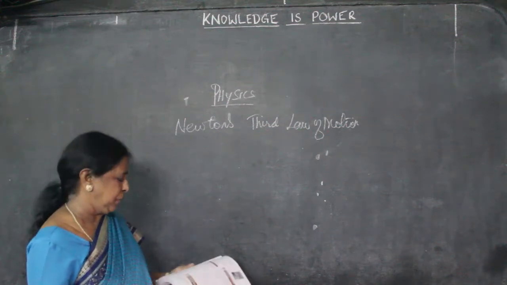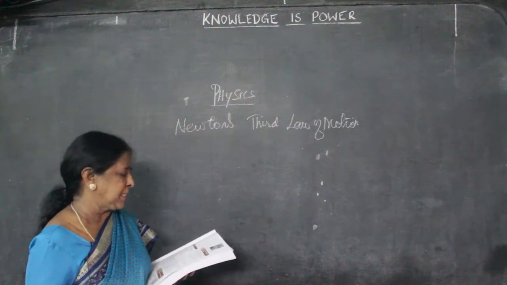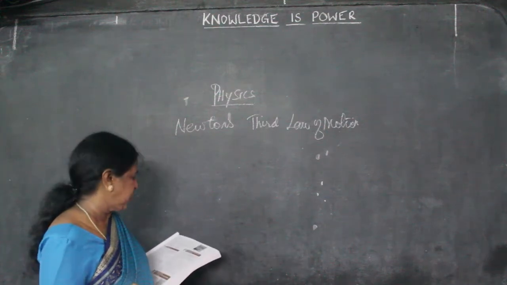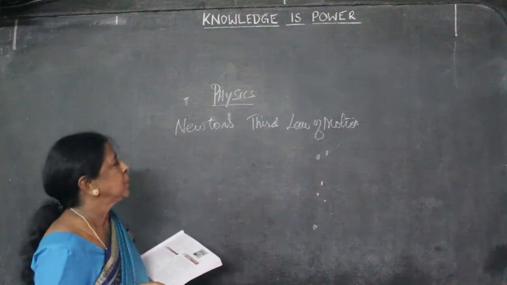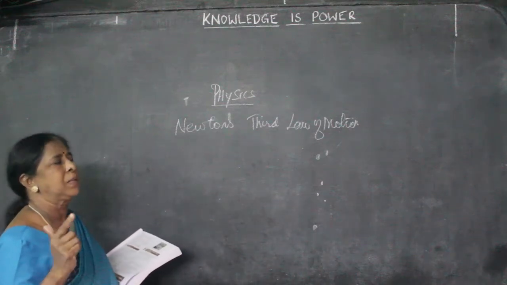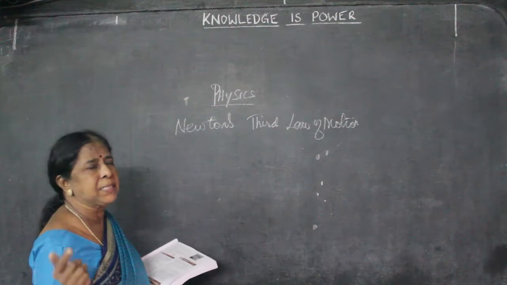In the scientific term we have to see, that's given in page number 7. For every action there is an equal and opposite reaction. They always act on two different bodies. So the forces act on different bodies, not in the same direction. They are acting in different directions. We can give many examples for that.